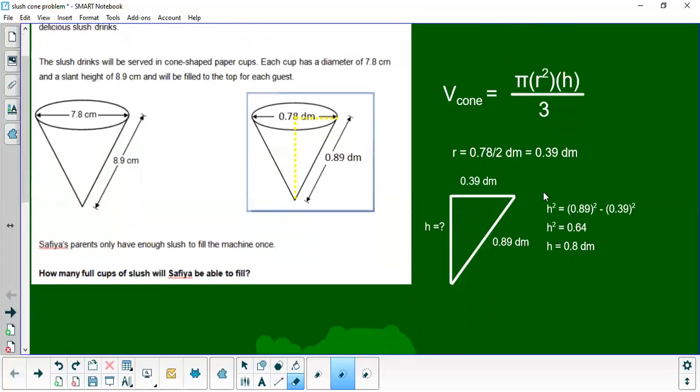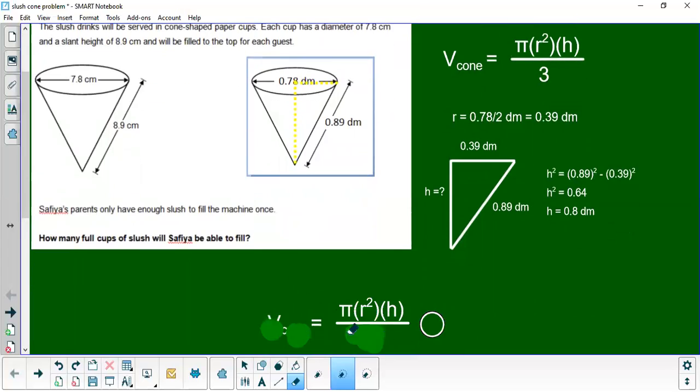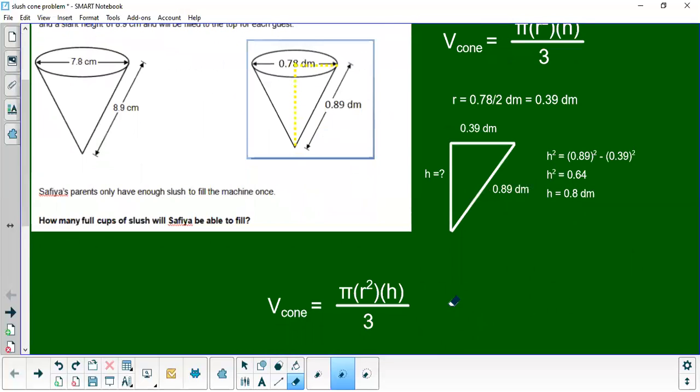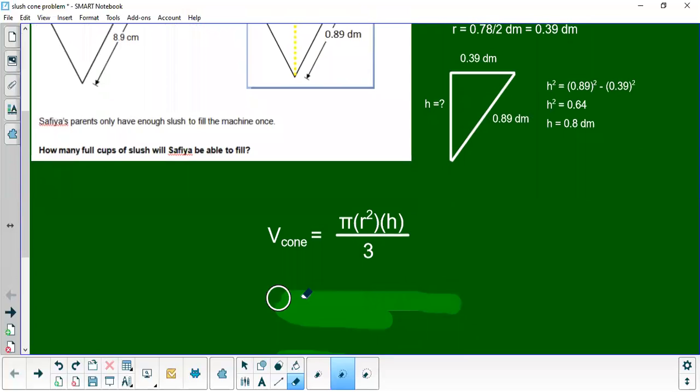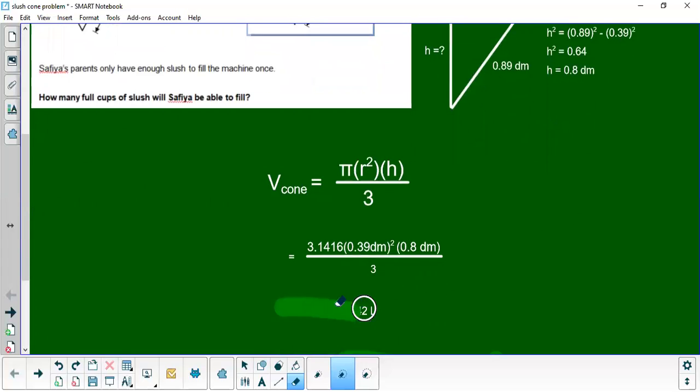So let's go down here and plug the numbers into the formula. Let's just remind ourselves of the formula right here. Then we just put in the numbers. We'll use pi as 3.1416, radius 0.39 squared, height 0.8, divide by 3. Just remember, decimeters squared times decimeters gives decimeters cubed. When I work all that out, I'll get decimeters cubed, which is the same as liters. So this comes out to be 1 cone is this many liters.